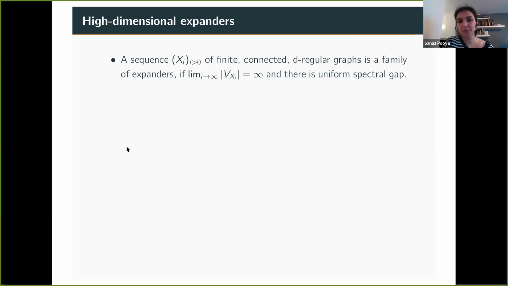Expander graphs are a sequence of finite connected d-regular graphs, such that the number of vertices of each of these graphs tends to infinity, and there is a uniform spectral gap. One can show that a product of expanders is again an expander. So this basically would give us a higher, high-dimensional complex. And that is basically the connection to this high-dimensional expander setting.